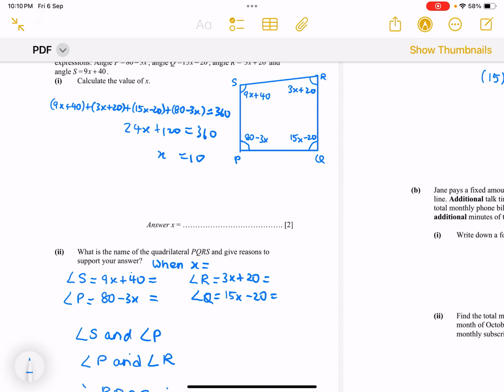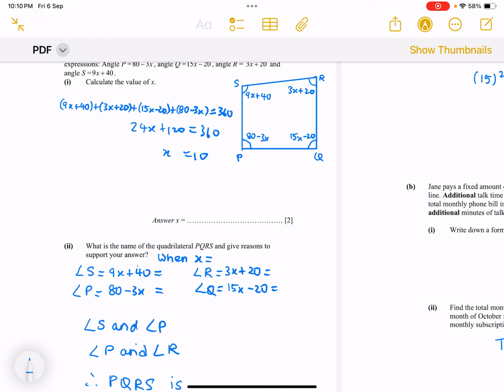Now, what is the name of the quadrilateral? Okay, so what we need to do is to find what all the angles are. So when we work out angle S, we find that it is 130, and then the other angle P is 50. So angle S and P are interior angles of parallel lines. So that means the lines are parallel. SR and PQ are parallel.